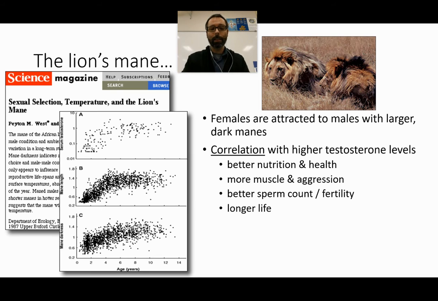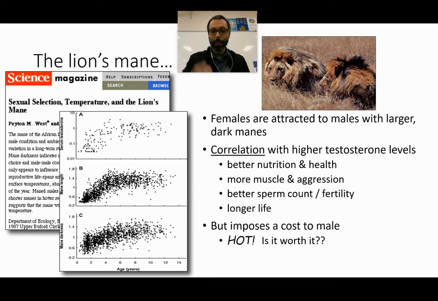Right? And again, this is where this whole idea of sexual dimorphism comes in, that the males end up looking different than the females. But one thing again to point out is that having the long mane makes it really hot. And so it makes your life worse, in fact, to have a huge dark mane.